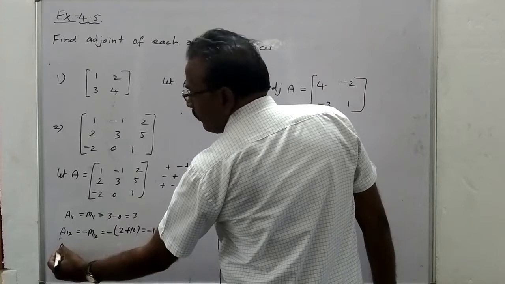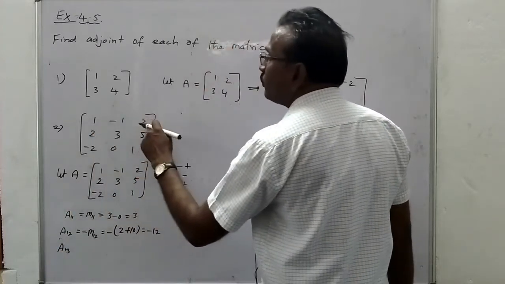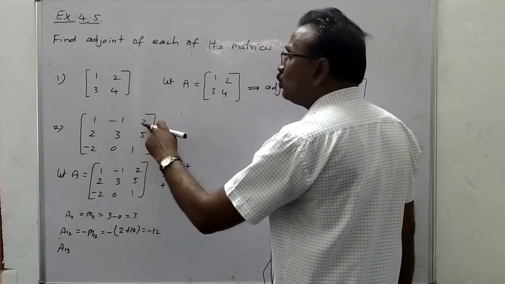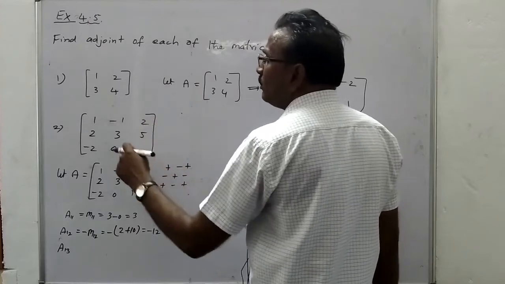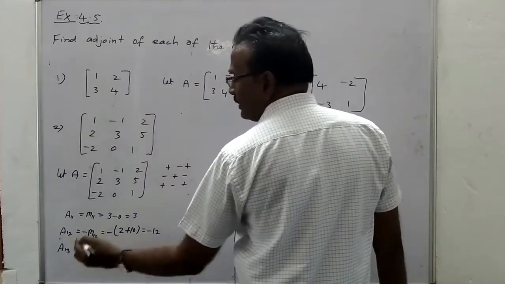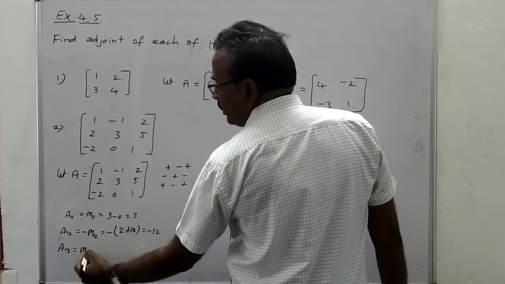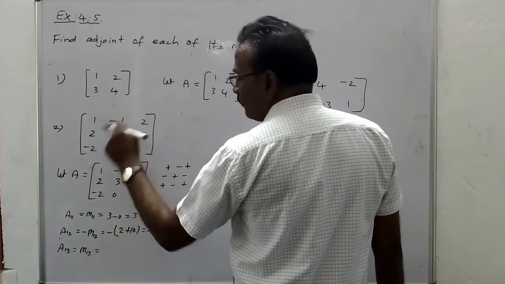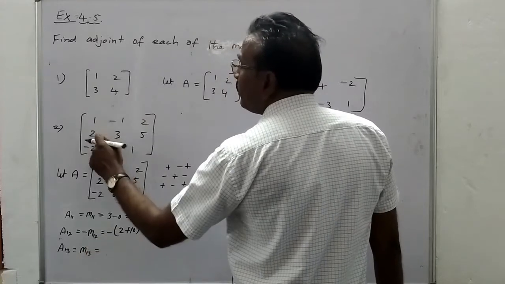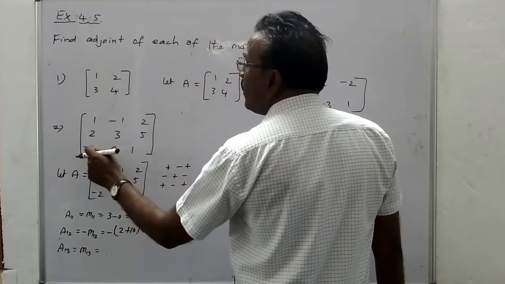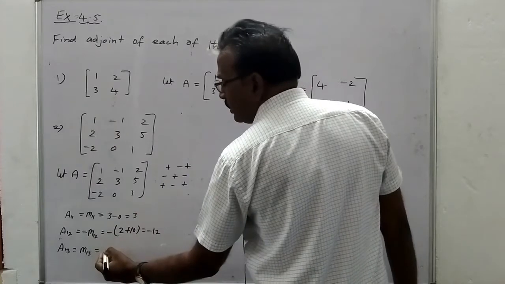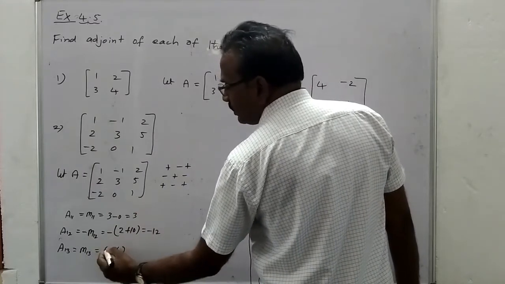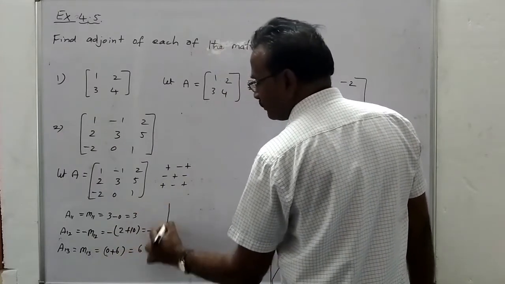Next, A13, the first row third column element, the cofactor of 2. Delete the first row and third column. The sign is plus, that is capital M13, obtained by deleting the first row and third column. So the determinant of these four elements: 0 minus of minus 6, that is 0 plus 6, the value is 6.